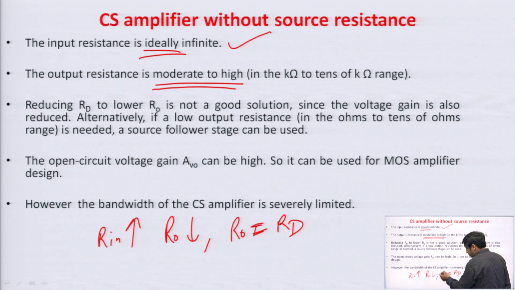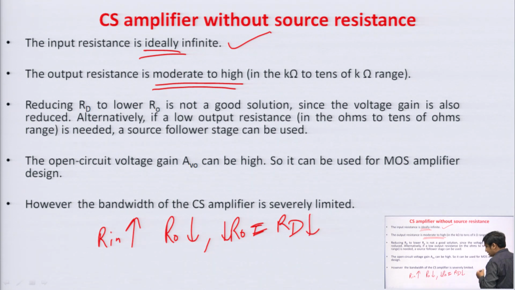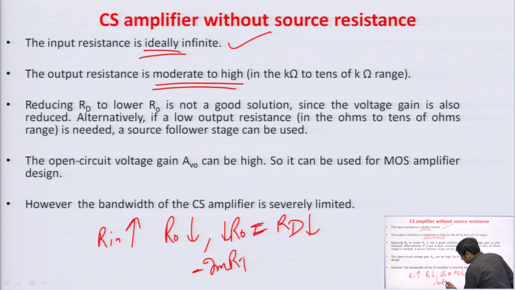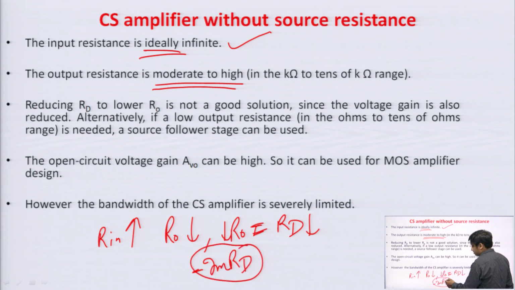So, we want to reduce this R naught. If we want to reduce this R naught, then R D should be less. But if R D is less, then the gain, which is minus G m into R D, will be reduced. So, the issue is that if we reduce the value of drain resistance in order to reduce the output resistance, which is desirable for a voltage amplifier, the drawback is that the voltage gain will also get reduced. So, there is a trade off.